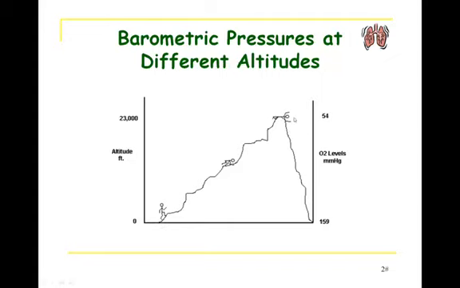So you're still breathing 21% oxygen, but the issue, when we review Dalton's law, is that the actual partial pressure of oxygen in the air that you're breathing is going to be significantly less, because barometric pressure is going to be significantly less at the higher altitudes.